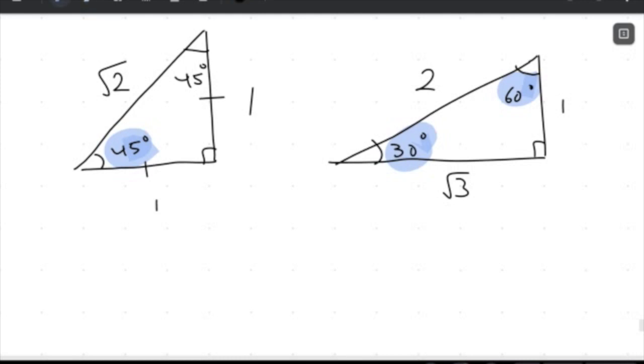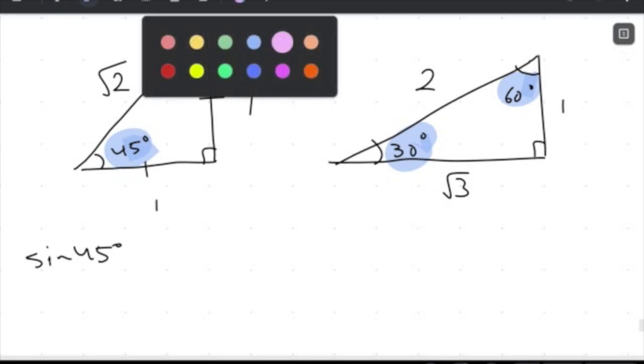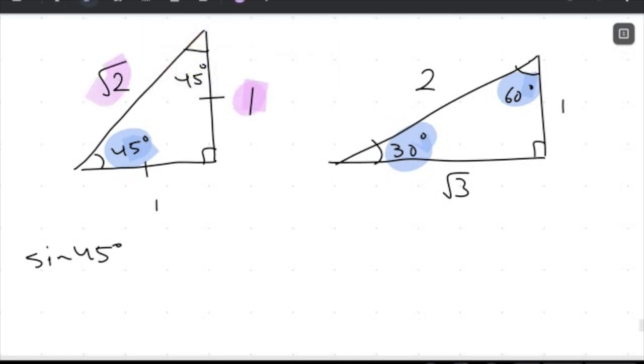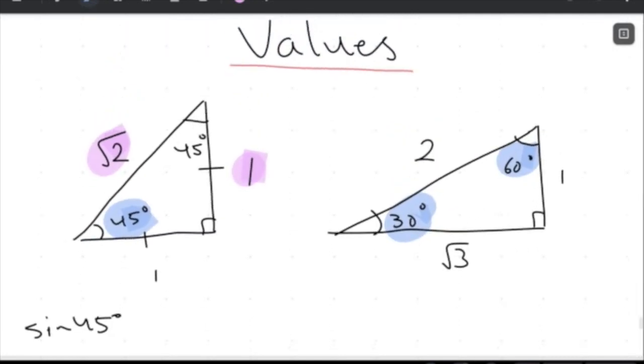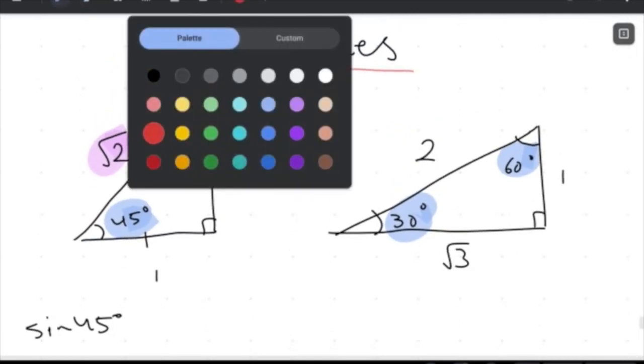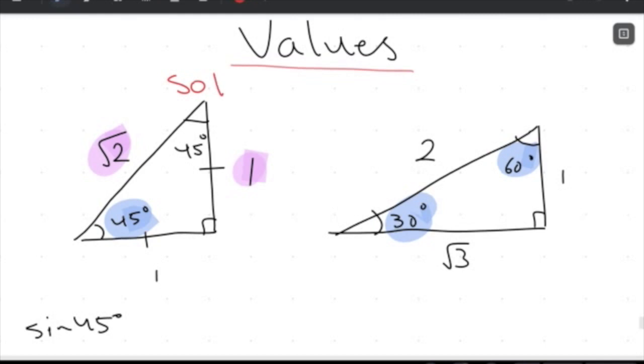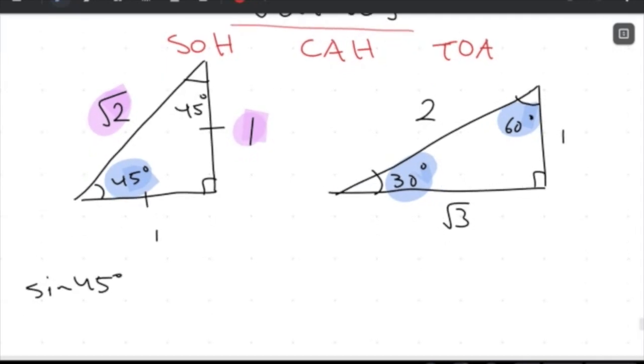So if we looked, for example, first at this triangle on the left, I want to find all of the ratios here. So I'm going to do sine of 45 first, and that's my opposite over my hypotenuse, because from SOHCAHTOA, let's actually write this here in case you've forgotten, so we have it for reference. SOHCAHTOA. So sine links my opposite and my hypotenuse together.